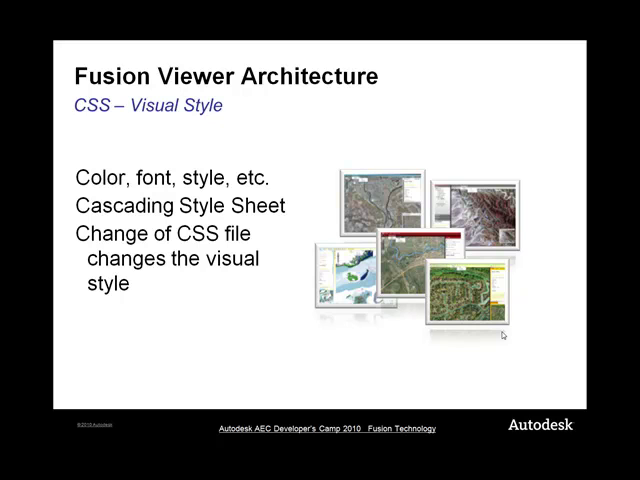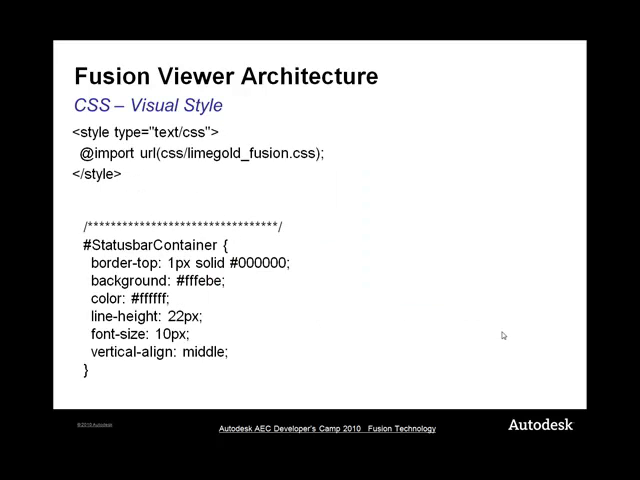The look and feel of the page is determined by the CSS file, known as cascading style sheet. It is possible to change the visual styles by changing the CSS file. Here is an example of a CSS file. We defined the background, the color, font size, and etc.